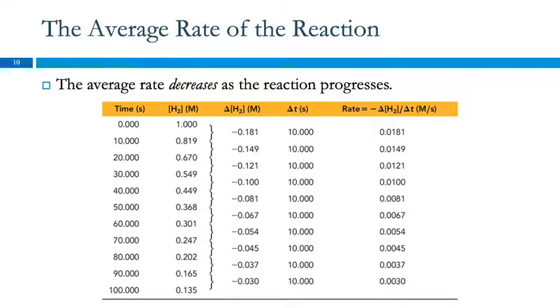It's a much smaller rate. So the reaction slows down as it goes along because we're getting fewer reactants. There's a lot of other reasons. Any questions?